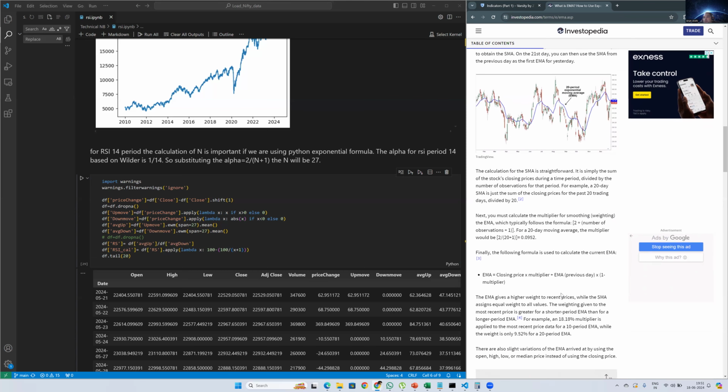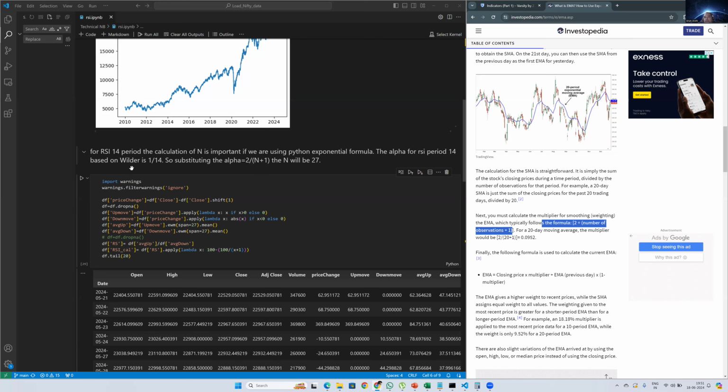So normally the alpha is 2 upon n plus 1, and n is the number of observations here. So this is the formula. And for our RSI, the alpha is 1 upon n. So that's the difference, and hence we need to tweak it a little bit.